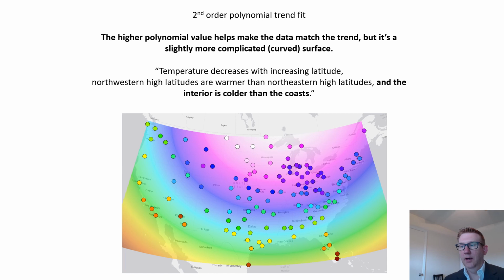So think back to the slide from 2 slides ago where we're showing a best fit line. Does a straight line capture that, or do we need to curve that line? So here we're curving the space, and the resulting fit could be summarized maybe something like this: temperature decreases with increasing latitude. Northwestern high latitudes are warmer than northeastern high latitudes, and the interior is colder than the coasts. So we add a little bit of extra understanding to the system as a whole by doing this that has a good deal of value. As we increase the polynomial value, we increase the explanatory power of what we're doing.